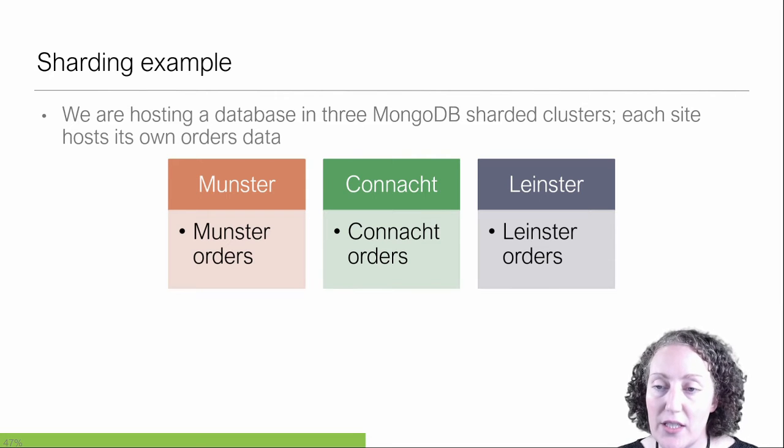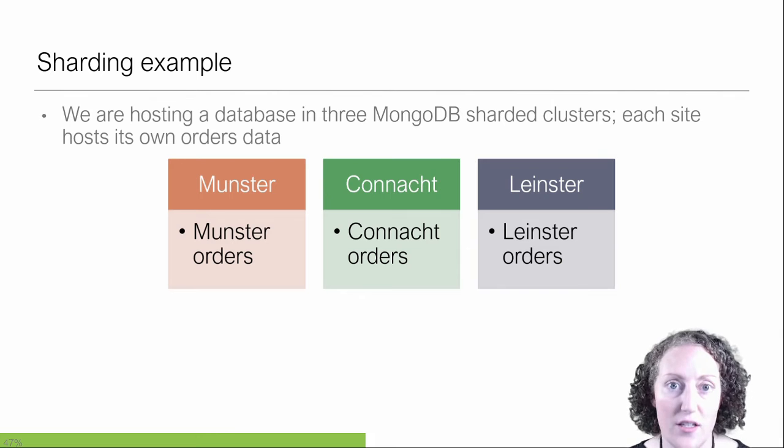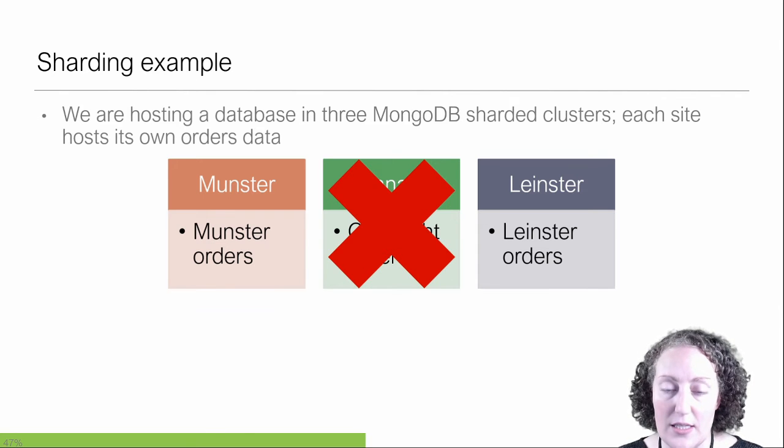An example then, if we do have a setup something like this, so we're hosting a database in 3 sharded clusters and each site hosts its own orders data. So for example, Munster, Connacht and Leinster, we have maybe one warehouse per province, and all the information about that sector is stored there. So all the orders from Munster in Munster and so on. What can go wrong with this is if one of the sites go down.